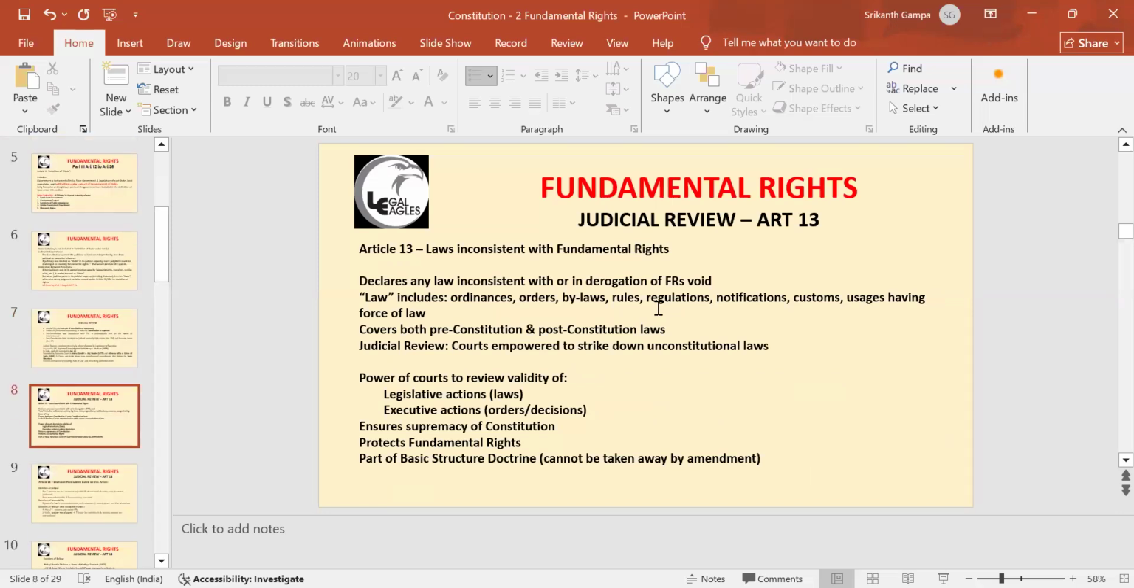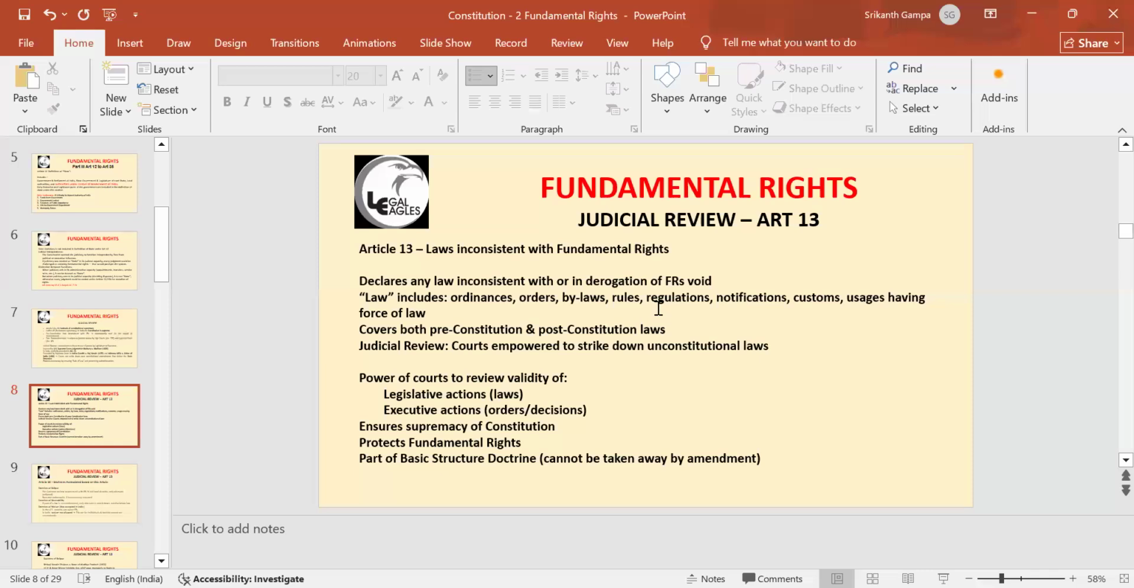Which laws are inconsistent with the fundamental rights? Any law inconsistent with or in derogation of fundamental rights is void. Law includes ordinances, orders, bylaws, rules, regulations, notifications, customs, usages having the force of law. All these things are law, and if they are inconsistent with the fundamental rights, they are void. This judicial review will cover both pre-constitutional and post-constitutional law. Before 1950, whatever law is inconsistent, or post-constitution law which is not in line with the Constitution, they can review those things.